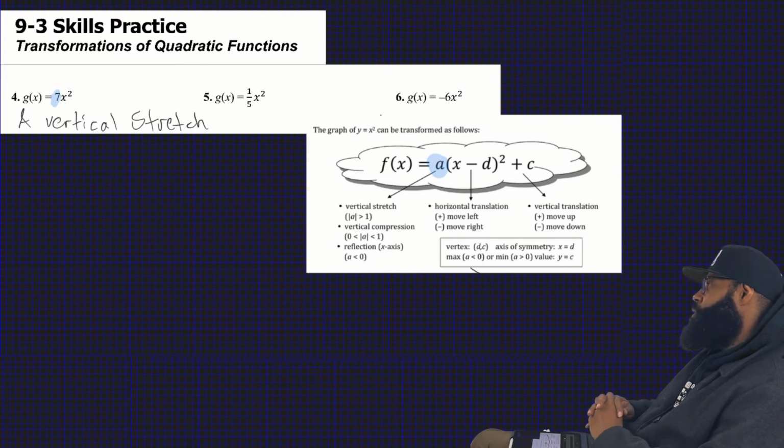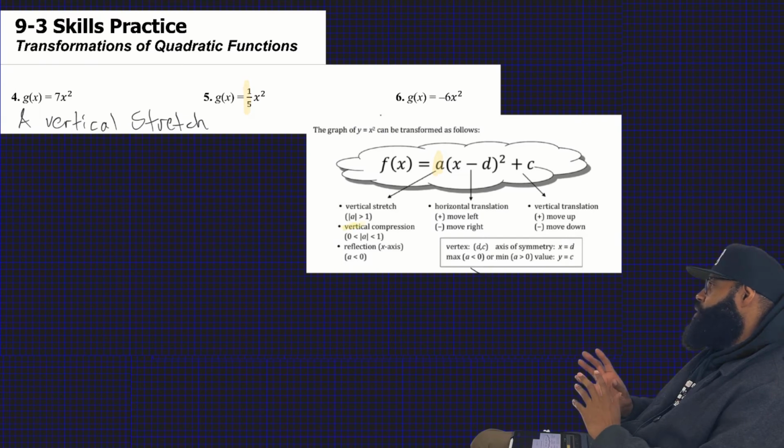So 7 is greater or less than? Very good. Greater than. So a vertical stretch. The absolute value of A, so whether it was positive 7 or negative 7, A, 7 now, is greater than 1. Now the next one, the coefficient is 1/5.